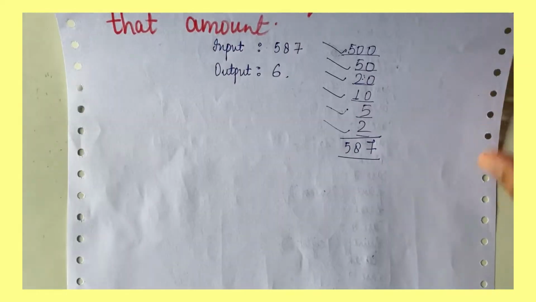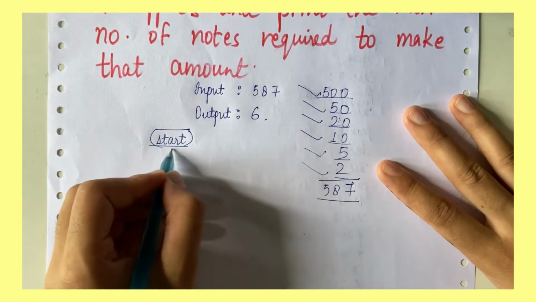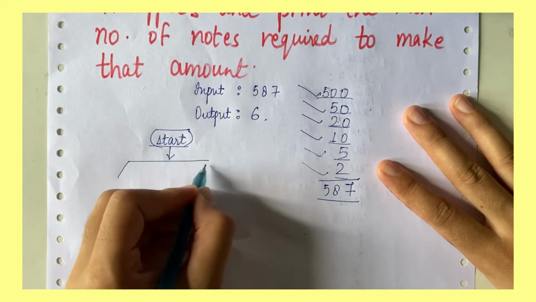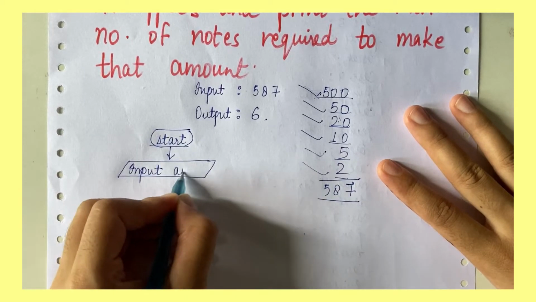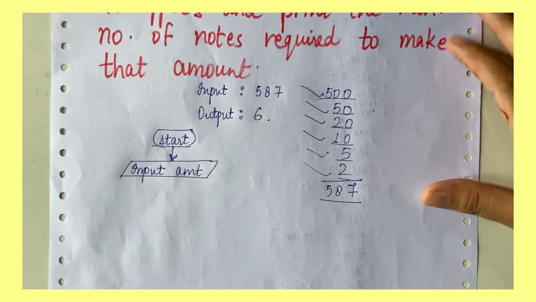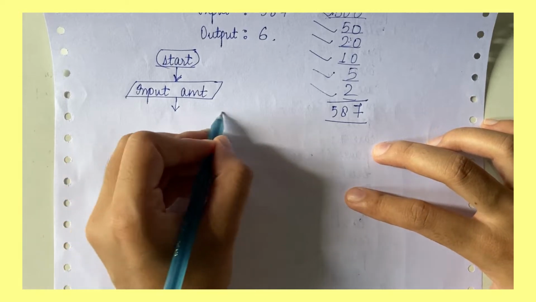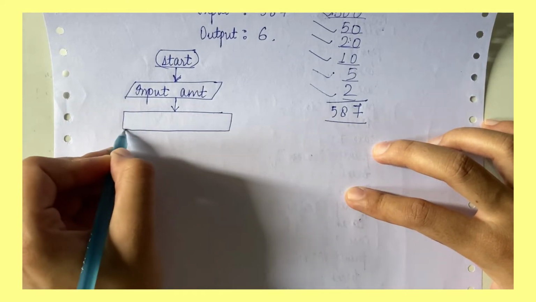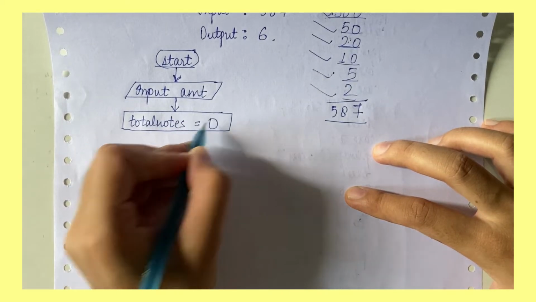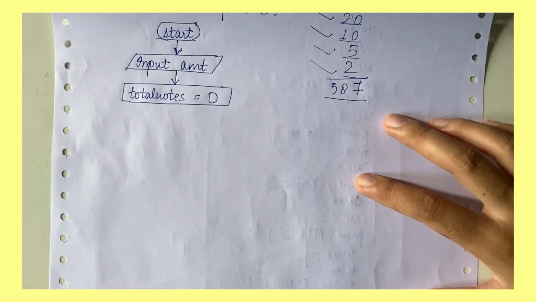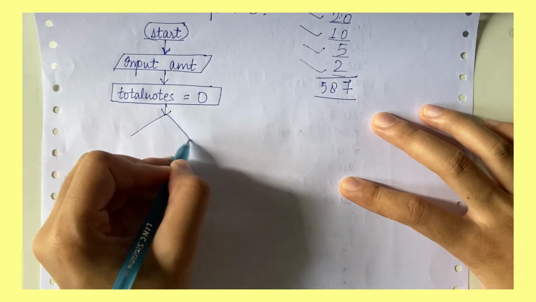So let us draw the flow chart for this. Start writing the flow chart. Start. Then we need to input an amount. So let me take a variable AMT for amount, AMT, right? And then we need the total number of notes. Initially we'll keep the total notes set to 0. Okay, we'll assign this to 0 and then we will check the amount.